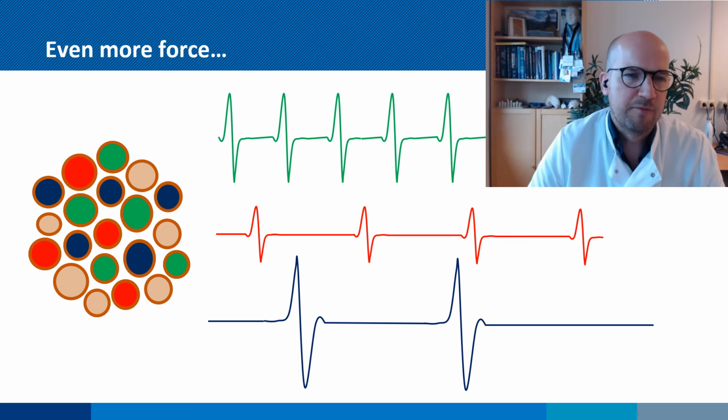If a healthy subject applies maximal force, there are so many motor units contributing at such a high rate that they're no longer recognizable as such, and the whole line just becomes a blur. This is what we call the interference pattern.